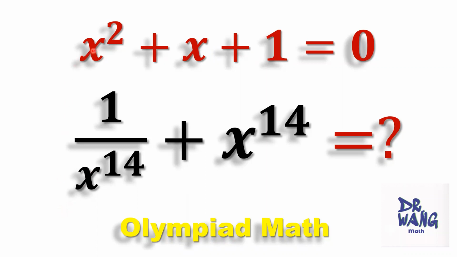If x squared plus x plus 1 equals 0, can you find 1 over x to the power 14 plus x to the power 14?